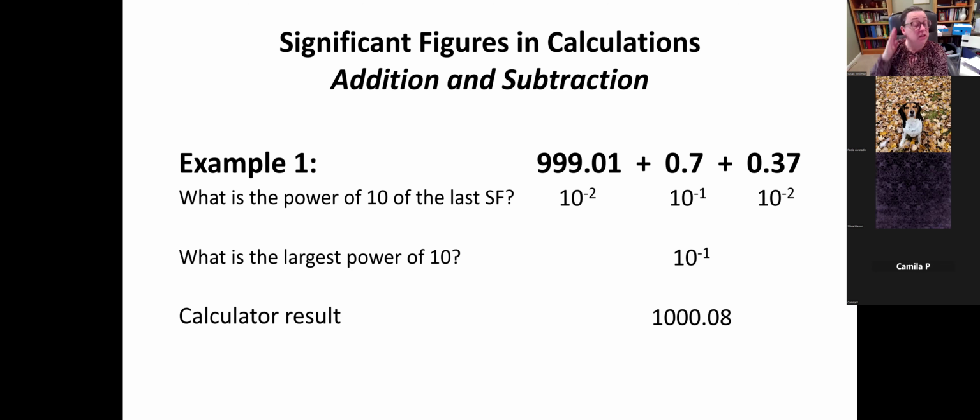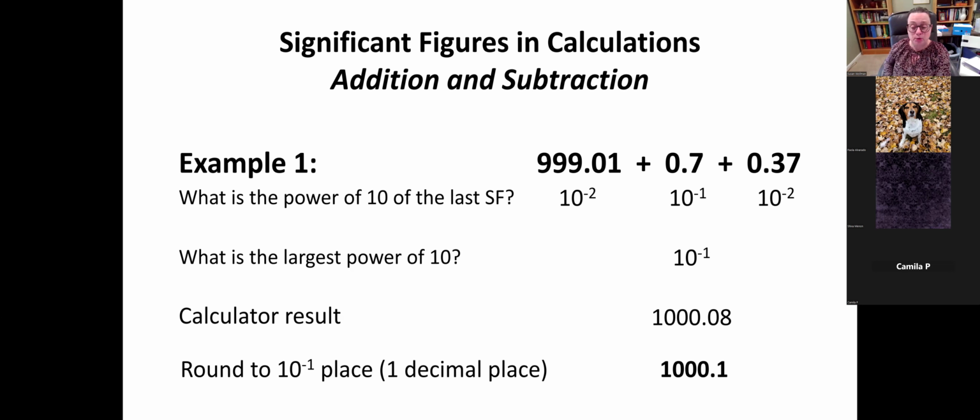You've got to now engage your brain and round that to the 10 to the minus 1 place, the first decimal place, which is a 0. And we look at what comes after it, and what comes after it is an 8. So we're going to round that 0 up. So yes, I think a few folks have put that in the chat box: 1000.1. Okay.